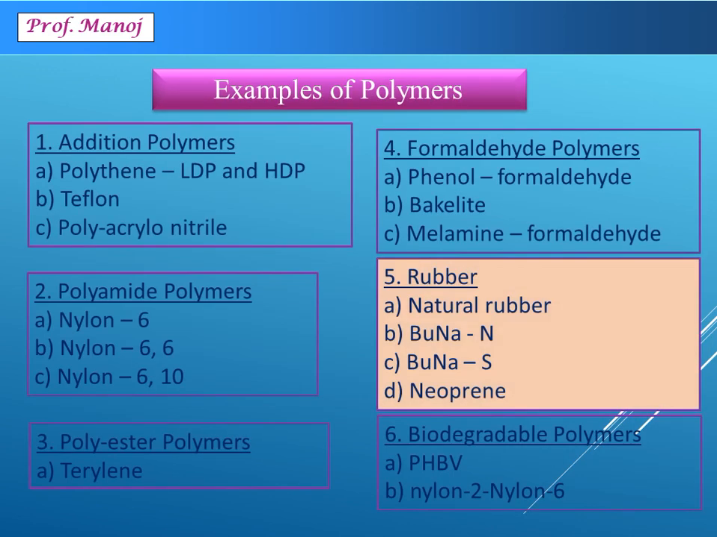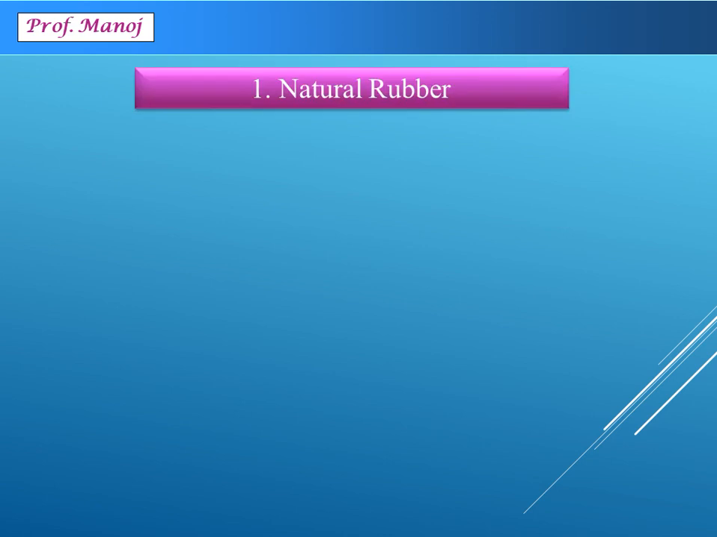We go to the fifth type of the polymer set, that is different sorts of rubber. Under this we first study the natural rubber. Natural rubber is obtained, as you know, from rubber tree from its latex. The basic material in natural rubber is isoprene.